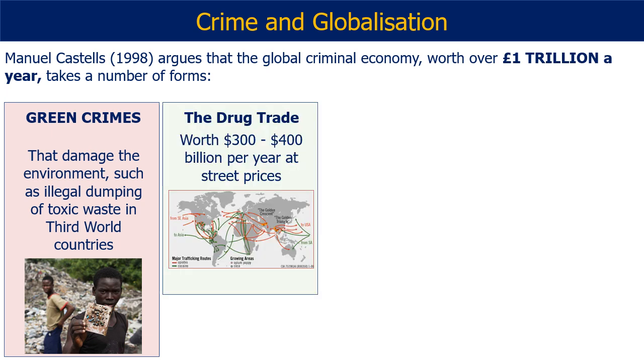One that you probably had on your list was the drug trade. The drug trade itself is worth $300 to $400 billion per year at street prices. And of course, where drugs are grown, where they're manufactured, and how they get into different countries often relies on various trafficking routes and a complex system of smuggling to get them into countries where, of course, they are illegal to sell and use.